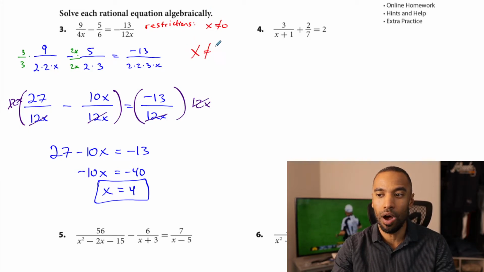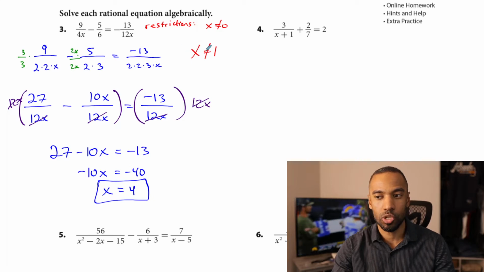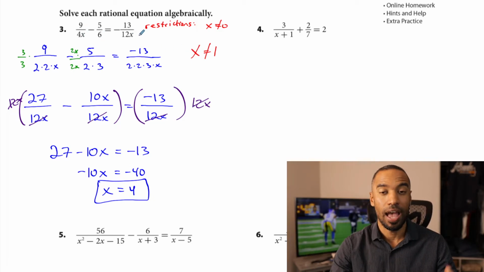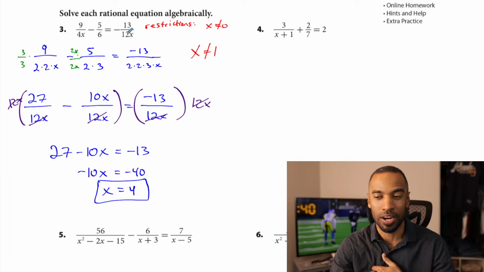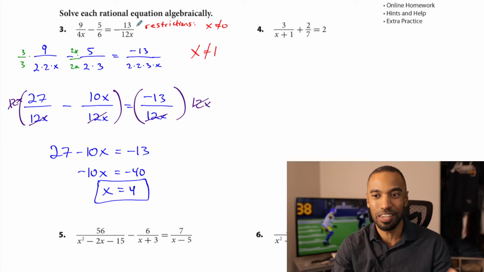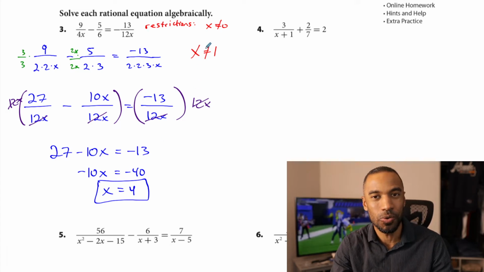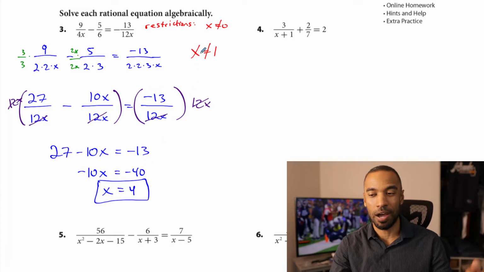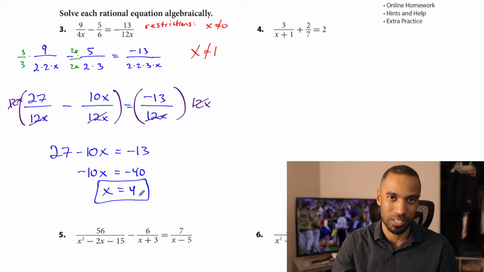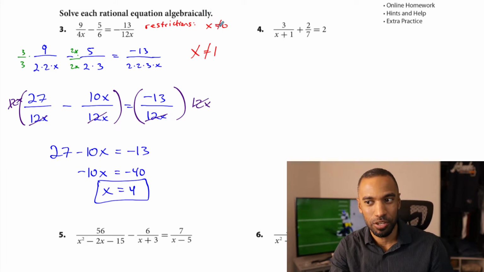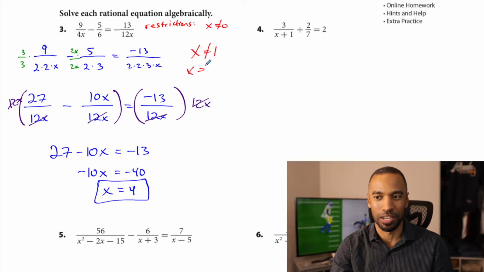X also can't equal 1. You might be saying, but Mr. Robinson, if I plug in 1 for x, I don't divide by 0 here. It doesn't give you a true statement. X can't equal 2, 4.1, 1,000. The only x value that works in this equation is 4. The restricted value, of course, wouldn't work, but nothing will work here except for 4.